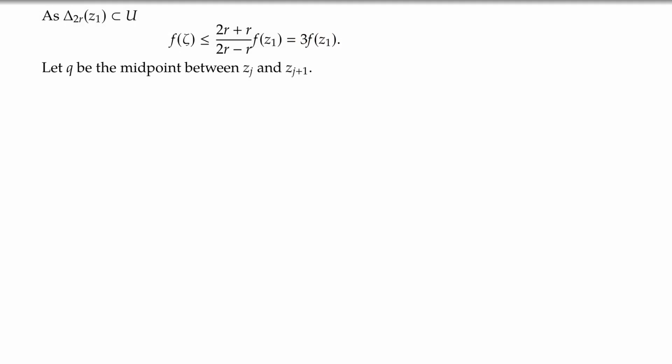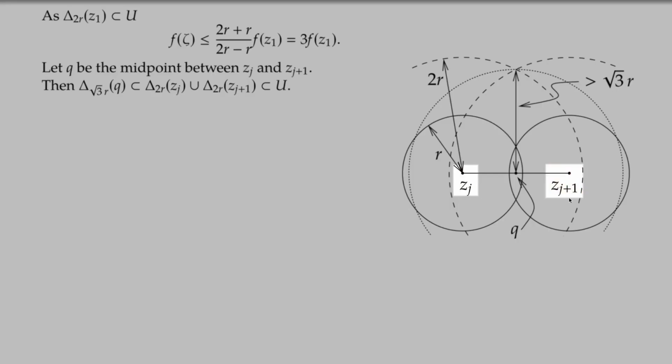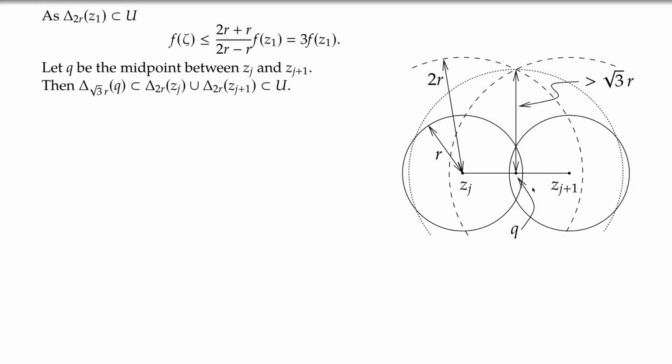Now let q be the midpoint. So remember, before we had those midpoints marked between two subsequent zj and zj plus 1. We have this picture over here. We have the zj, we have a zj plus 1, and we have a q over here, and we have these disks. They overlap. Q clearly is on the overlap. Now q need not be on k, so we don't quite know that q is in k. It's just because it's a midpoint of 2 points in k.